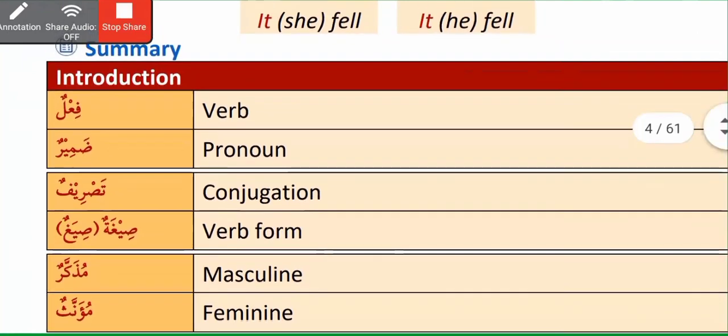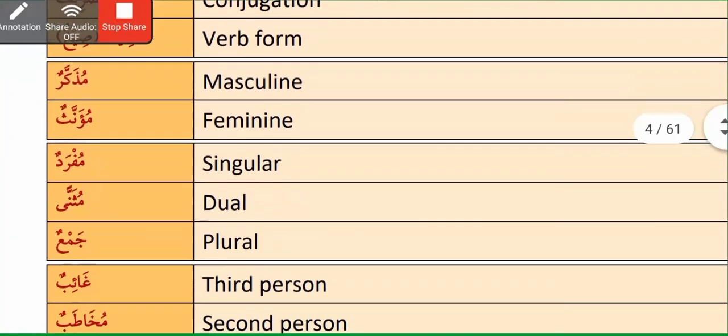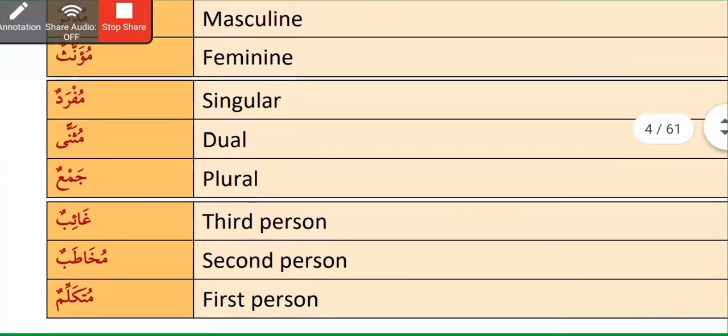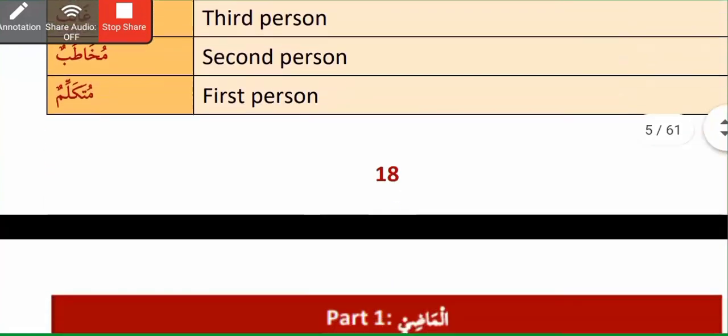This is the most important part that you need to memorize. Fa'il means a verb, damir means pronoun, tasrif means conjugation, sigha means verb form, and muzakkar means masculine, muannas means feminine, mufrad or wahid means singular, musanna or tasniya means dual, and jama means plural, and ghaib means third person, mukhatab means second person, and mutakallim means first person.